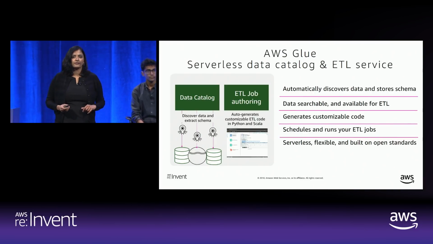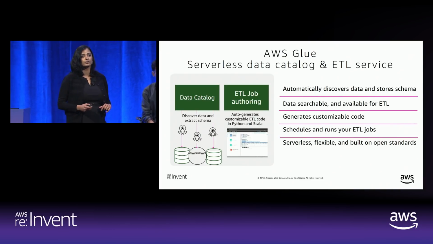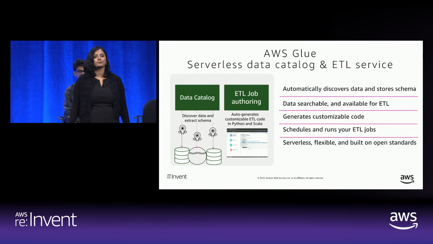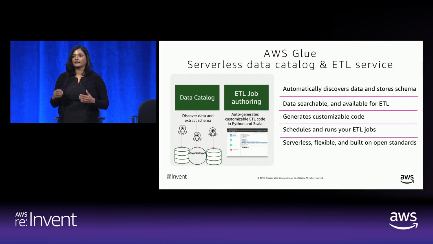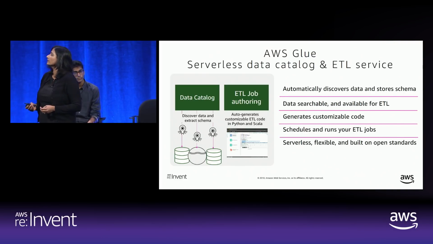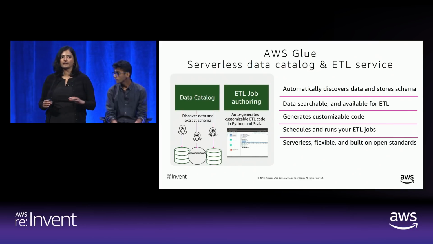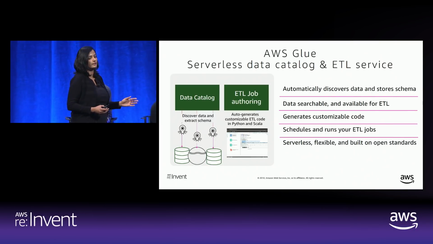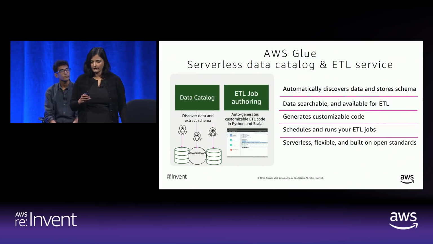We also have ETL jobs in Glue, which are essentially jobs that run on a serverless Spark environment. AWS Glue helps you automatically generate scripts either in Python or Scala, and these scripts are entirely customizable. You can also bring in your own code and run it on the serverless environment that Glue provides.